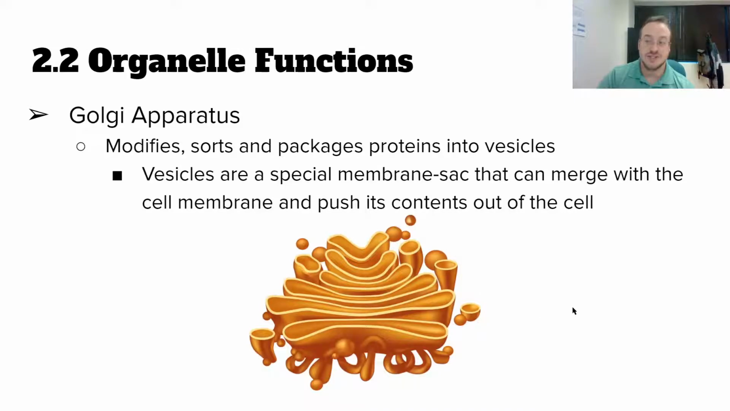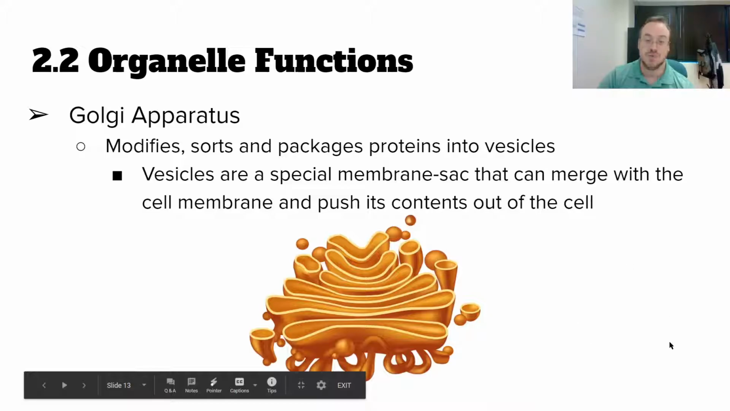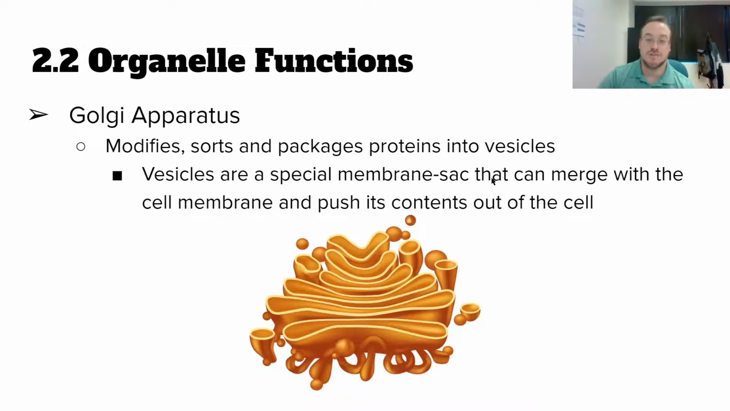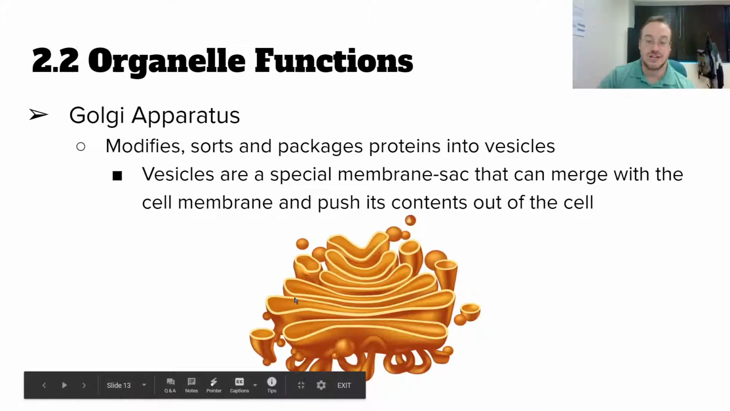So the proteins, right, we know that the nucleus makes ribosomes, and ribosomes make proteins. Those proteins then go to the Golgi apparatus and get put into vesicles, all right? And we know that vesicles are a special membrane sac that can merge with the cell membrane, so they actually can go to the cell membrane and merge with it, so that means to become one, right? And push its contents out of the cell, so it can transport these proteins out of the cell. So this is kind of like a shipping center, like UPS or FedEx or the post office.